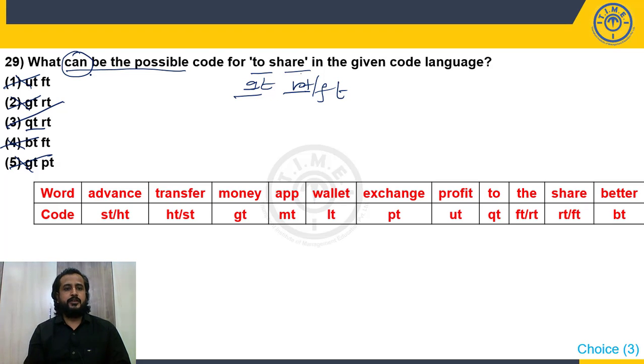Can be is nothing but possible code. It need not be definite. If it is definite, you cannot say. But if it is possible, yes, RT or FT.